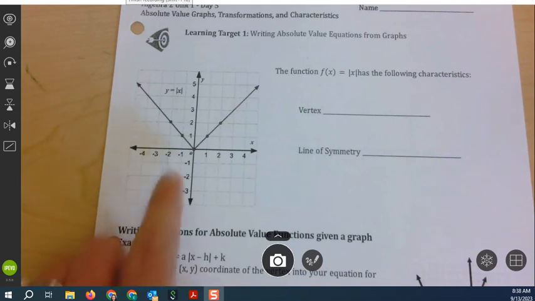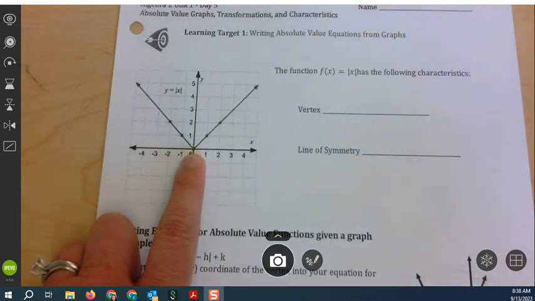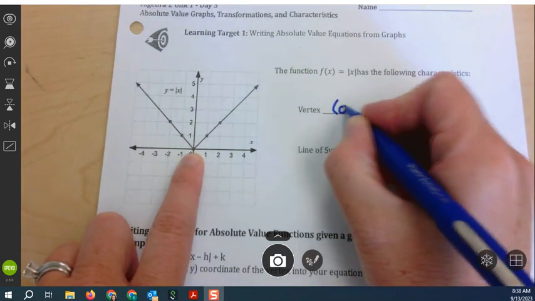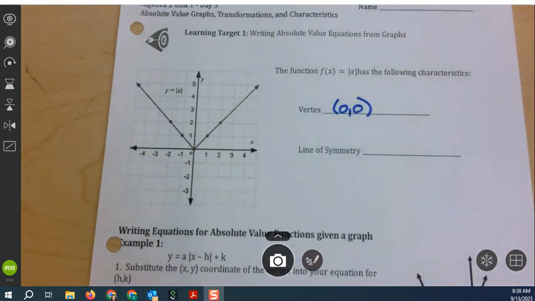Do you remember the vertex is that point on the V? And so the vertex starts, of course, at 0, 0. We use that for all our transformations. So your parent function has a vertex at 0, 0. And it has something called a line of symmetry. So the line of symmetry is going to be that line that you could flip your V over.